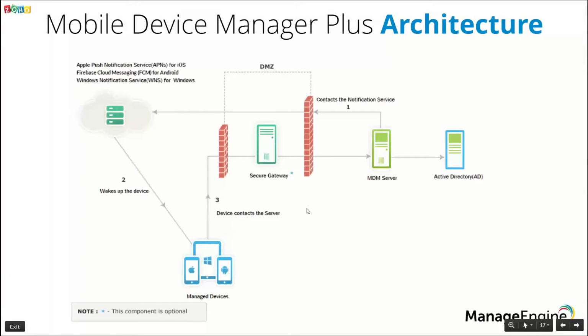So for the devices to reach the MDM server from outside the network, you need to make sure that the MDM server is accessible over the internet with the help of NAT configuration. But in some cases, that raises some security concerns. In such scenarios, you can make use of our optional component called Secure Gateway, which facilitates the communication between device and server without having to expose the server to the internet.